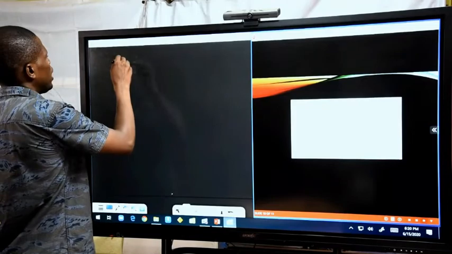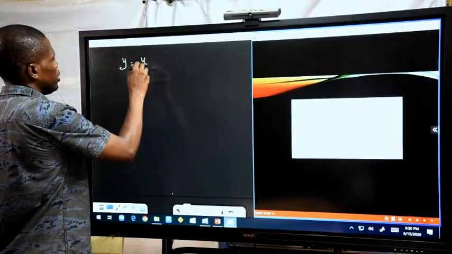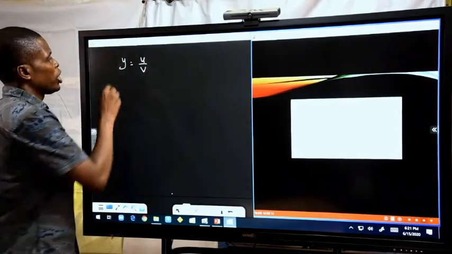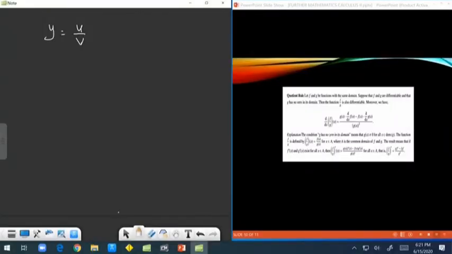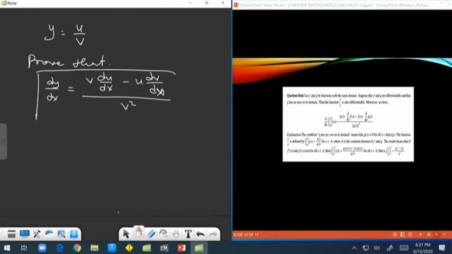We are given y equal to u over v. For us to derive the quotient rule, we have to prove that dy over dx is equal to v du over dx minus u dv over dx, divided by v squared. So how do we prove this, using what we have here? From here, y equal to u over v.